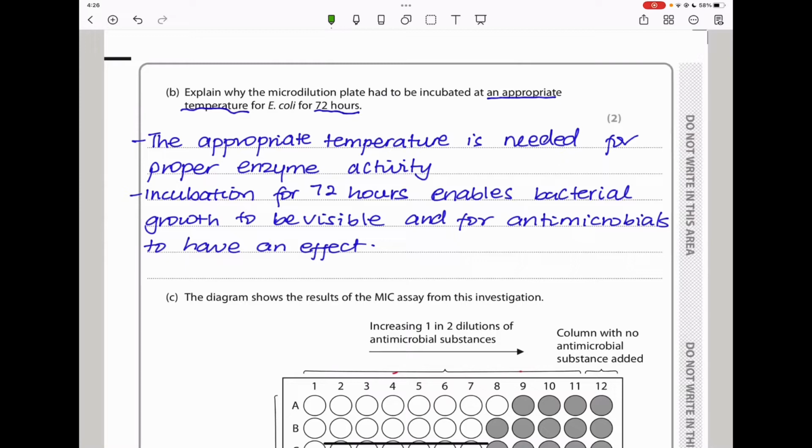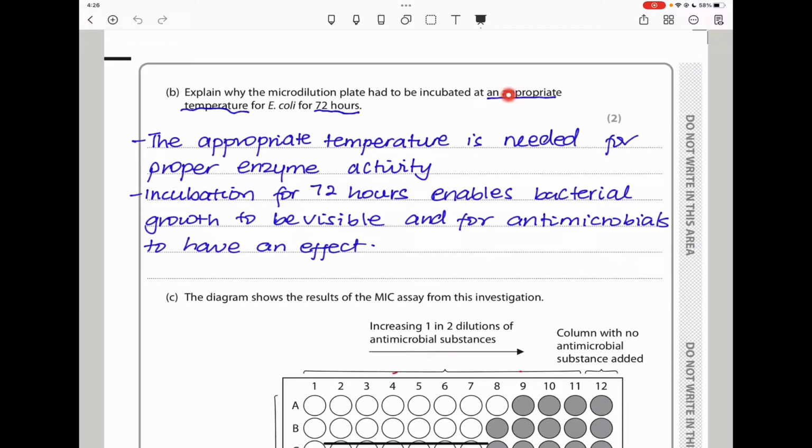Let's move on. Here they say, explain why the microdilution plate had to be incubated at an appropriate temperature for E. coli for 72 hours. When they say appropriate, it means to allow for E. coli to grow. So I say the appropriate temperature is needed for proper enzyme activity. Remember, any biological process is usually controlled by enzymes.